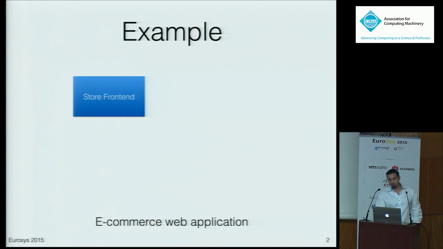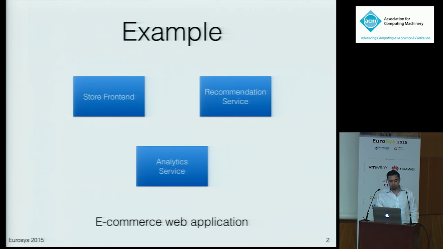So we have our store front end, and we'd like to augment our store front end with some features. We'd like to add a product recommendation feature and do some analytics on the platform. So we instantiate two services that are responsible for those features. Each component uses some common subset of the data.